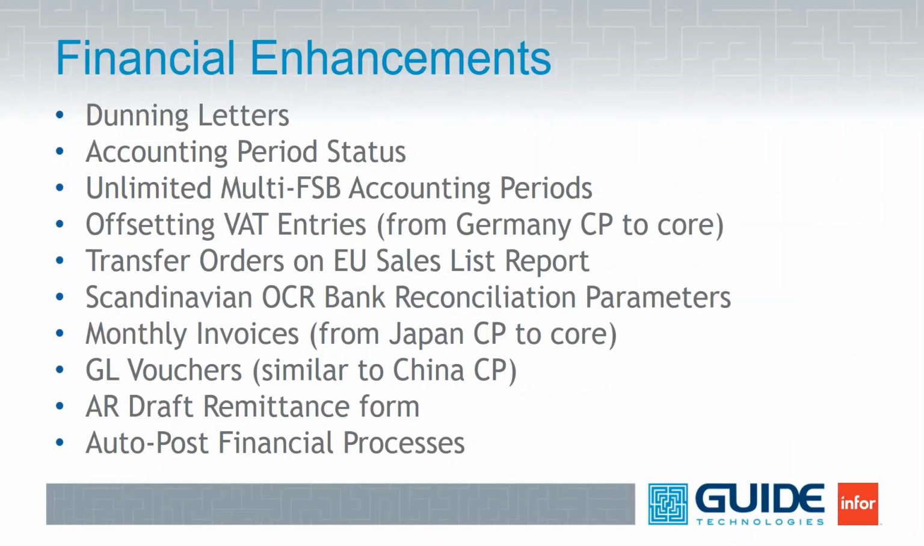Okay, so jumping into some financial enhancements, and I'll give you my disclaimer here. I'm not an accountant, but I can talk to some of these, and some of these are pretty cool. I've been hearing the user community ask for these for quite a while. We're going to talk about dunning letters and a status now that's on the accounting period, some multi-FSB accounting periods, some things that are related to VAT entries that Infor has taken from different country packs and added to core. We've put transfer orders on the EU sales list report, and so on and so forth. I'm going to go ahead and jump into them.